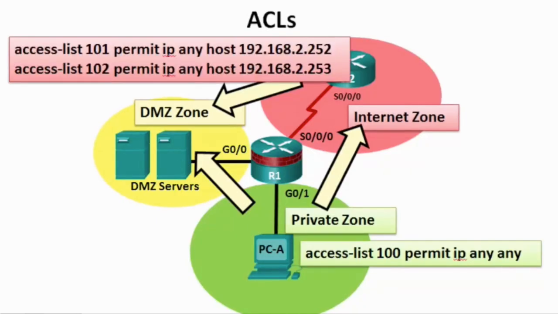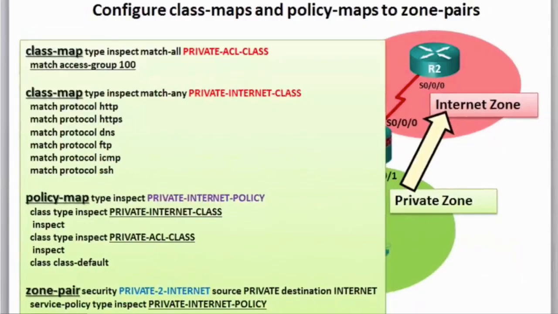In defining which traffic is allowed to go from zone to zone, I'll configure 3 access lists, and I'll need to configure 3 sets of class maps, policy maps, and zone pairs. Class maps are configured to define which type of traffic will be inspected. These class maps are then assigned to a policy map, and then the policy map is assigned to the zone pair, which defines not only which policy will be used for inspection, but also what is the source zone and the destination zone that you're pairing together.